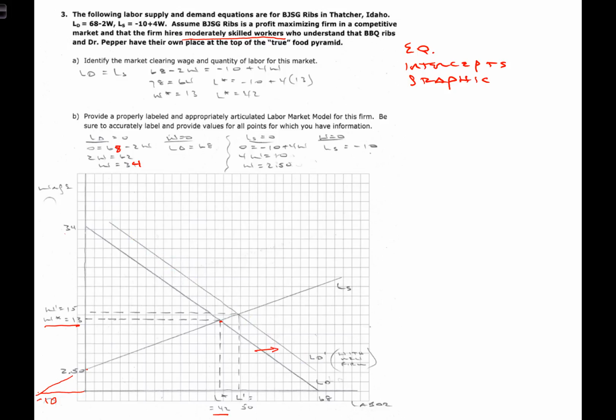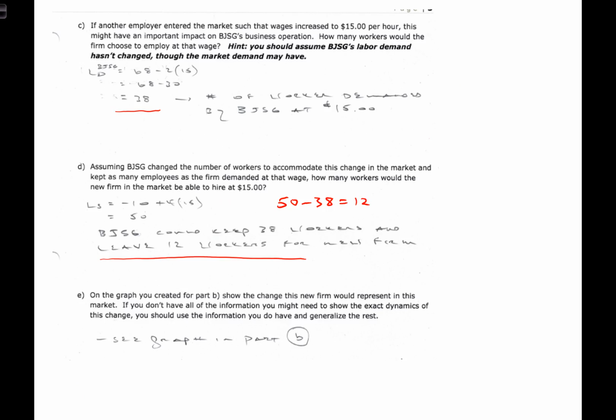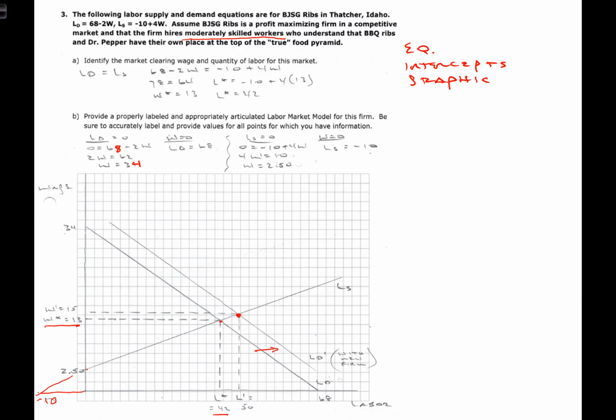Interestingly enough, most of you on the exam received this correct point on the labor supply curve, 15 and 50, but didn't properly show me some change in labor demand, which is exactly what I'm looking for here. Show the change this new firm would represent in this market. Well, the change it represents in the market is a labor demand increase. That's what motivated our improvement or our increase to a $15 wage.